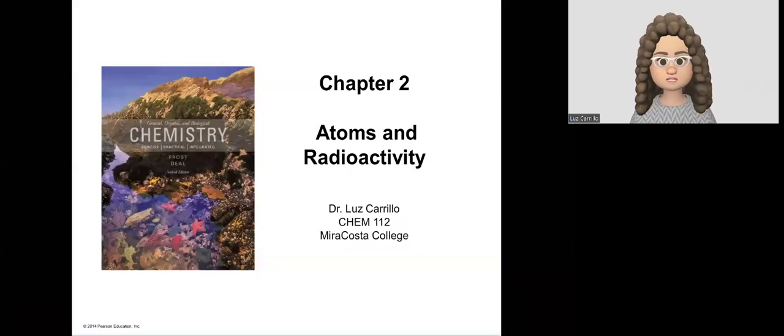In this video, we're going over the concepts of chapter 2, which is titled Atoms and Radioactivity. We are going to look into what an atom is and what its components are, what atomic number and atomic mass are, and how we can derive that information from the periodic table. And we're going to proceed to talk about isotopes.